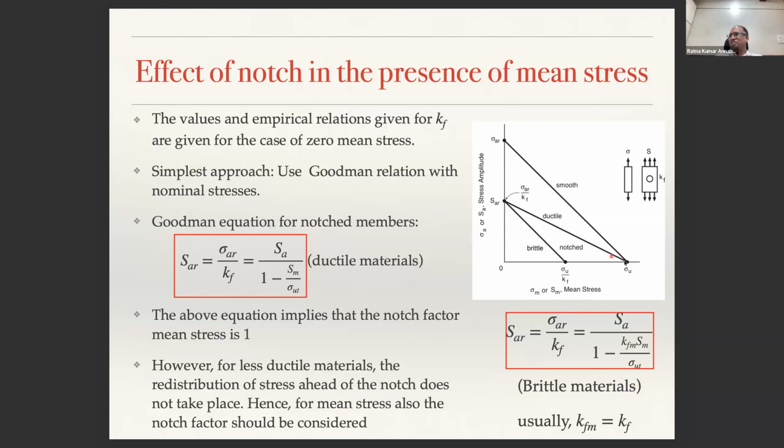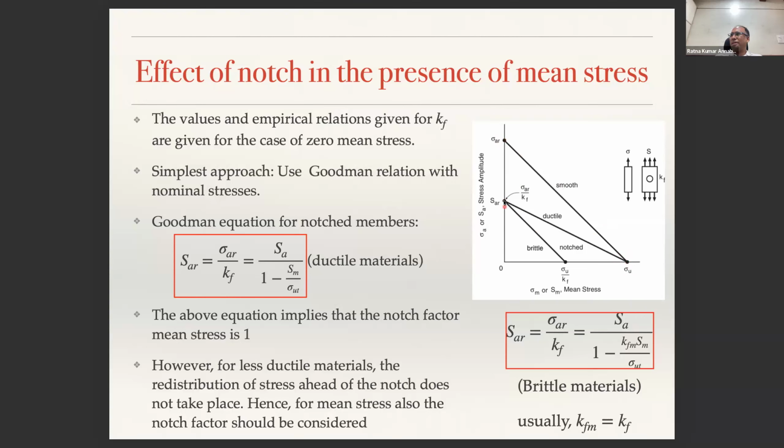Okay? So if you have a smooth specimen, that's how it looks like. And if it is a ductile material, there is no fatigue stress concentration factor effect on the ultimate strength, but there will be a fatigue stress concentration factor effect on the stress amplitude.